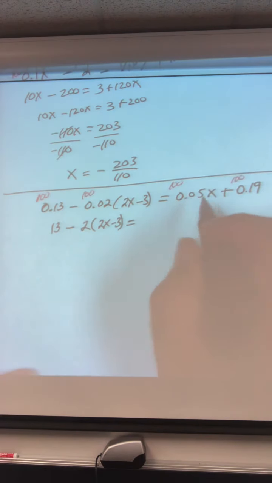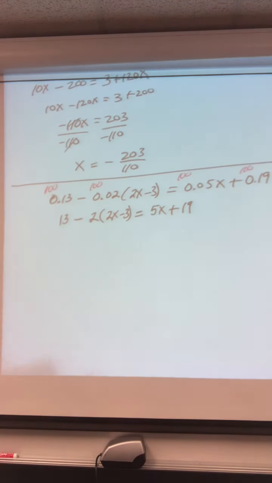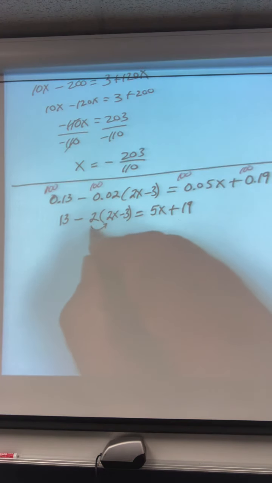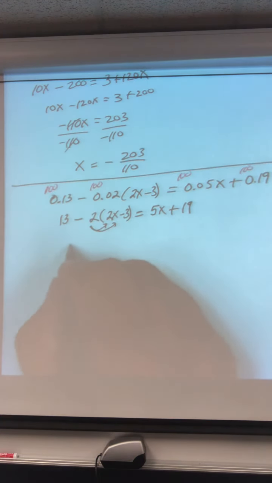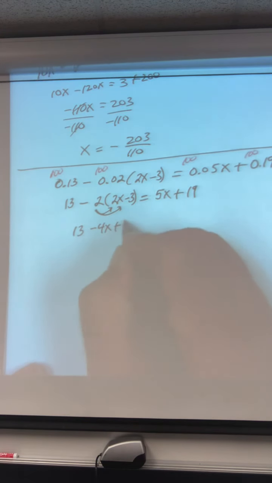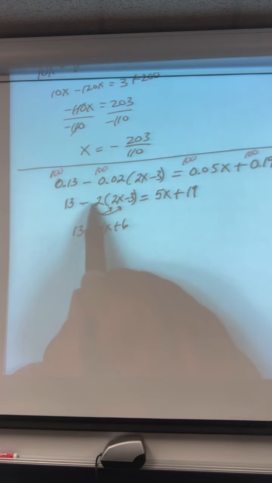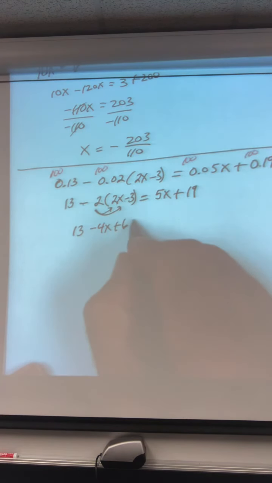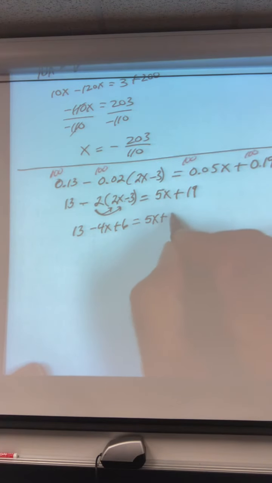Equals 0.05 times 100 just becomes 5x. And 0.19 times 100 becomes just 19. Now, this problem looks just like the ones we've been doing earlier in section 2.1. I want to do as much as I can on both sides. So I want to distribute here to get rid of the parentheses. So this would be 13 minus 4x plus 6. Negative 2 times negative 3 is plus 6, equals 5x plus 19.